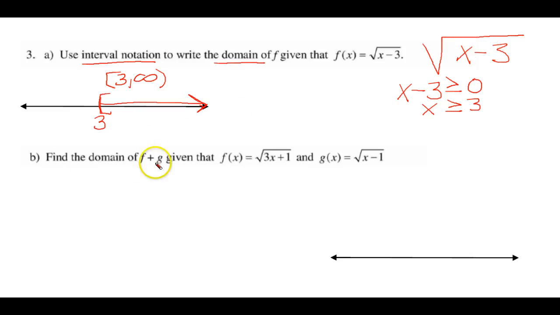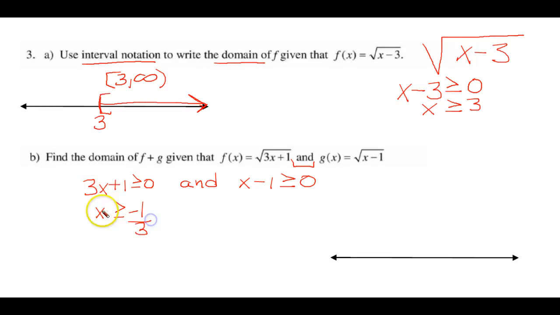Now, in letter B, we have 2 radical signs, and a plus is translated here as an and. So, what we do, that same technique, we go 3x plus 1 is greater or equal to 0, and x minus 1 is greater or equal to 0. So in this case, we transpose the 1, that becomes a negative 1 on that side, and we're going to divide both sides by 3. So x is greater than or equal to negative 1/3.